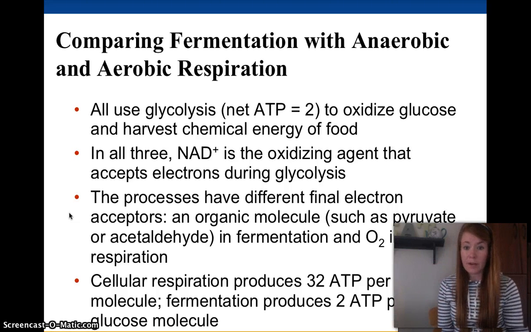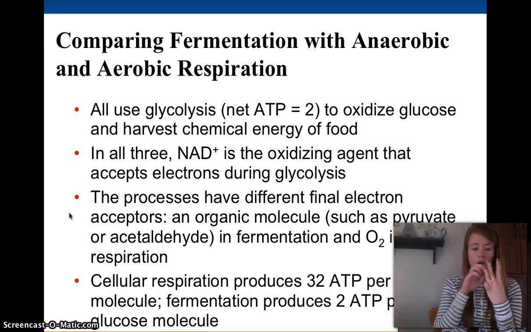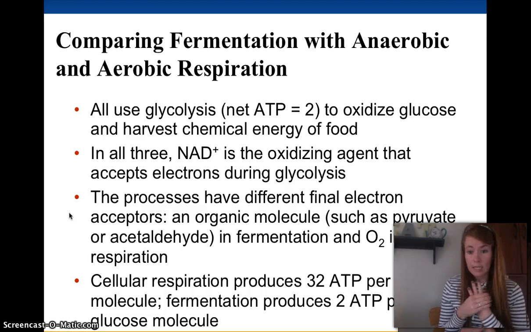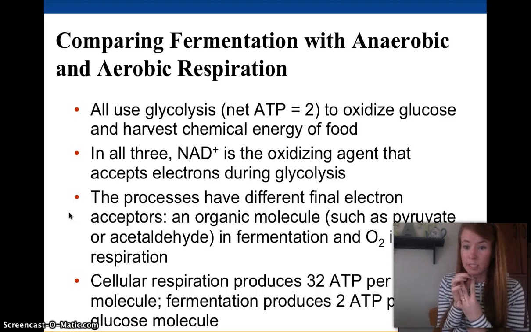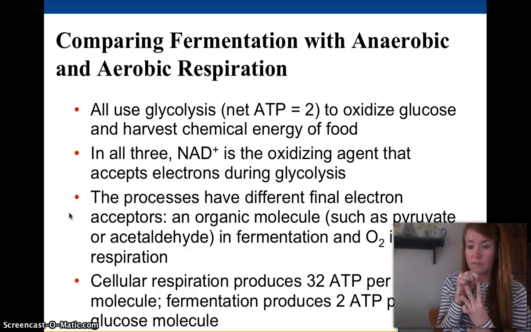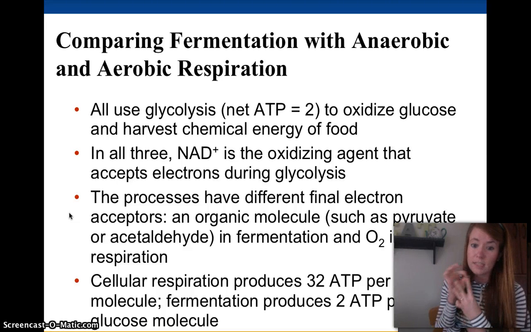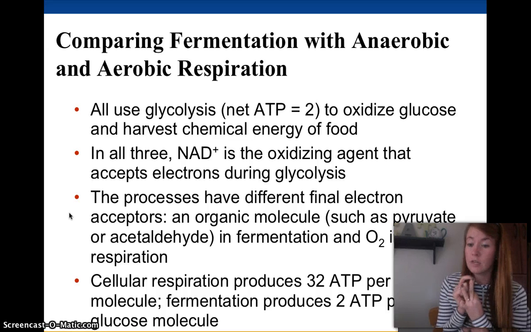And so, comparing fermentation with anaerobic and aerobic respiration. So there's 3 pathways. They all contain glycolysis. Glycolysis happens in all of them. In the main one we studied, glycolysis comes first, then pyruvate oxidation, then citric acid cycle, then oxidative phosphorylation through the electron transport chain. That is aerobic respiration. Then we have anaerobic respiration, which is the same thing as before, except oxygen is not the final electron acceptor.